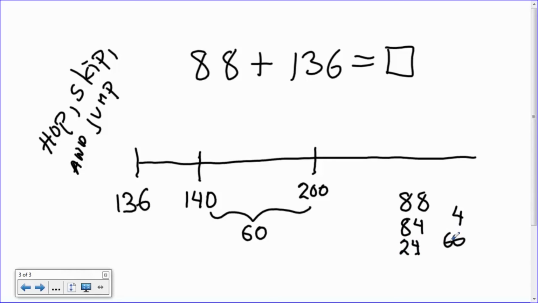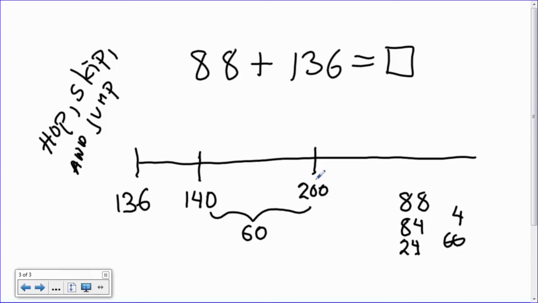So they jump 60. Actually, they skip 60 to get from 140 to 200. So they used up 60 of what was left of the 88. And so it took the 84, reduced it by 60, got down to 24. So they're up to 200. Now they have 24 left.